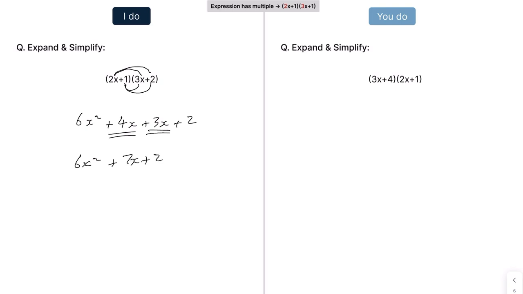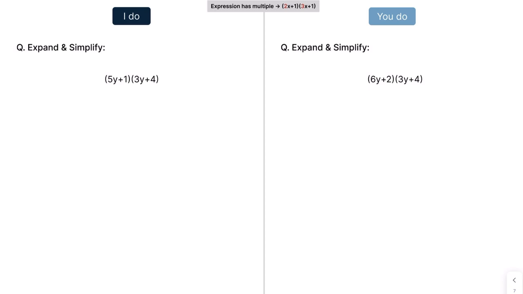Again, press pause and have a go at the example on the right, so that gives you 6x squared plus 3x plus 8x and plus 4. So that becomes 6x squared, collect the like terms, that's 11x plus 4.